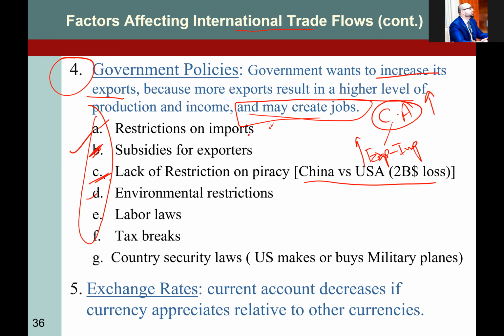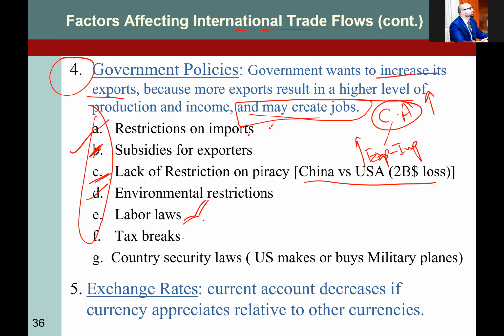Environmental restrictions. If restrictions are higher, then exports are lesser. Why? Because restrictions are going to increase the cost. You need to provide green solutions. Don't emit so much pollution. Protect the rights of the surroundings. These all cost a lot. When this costs a lot, it will increase your production cost.